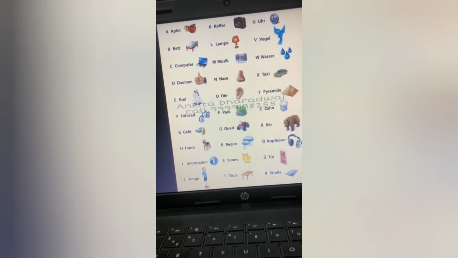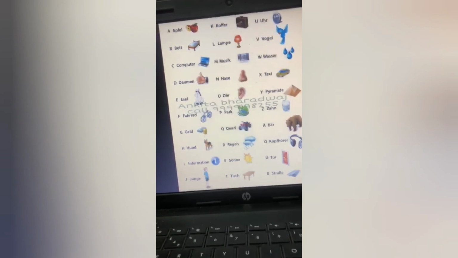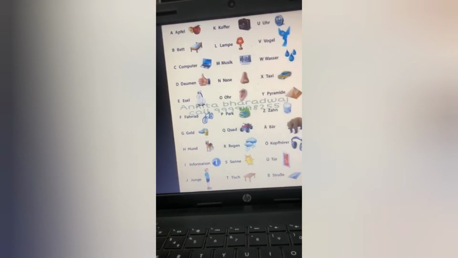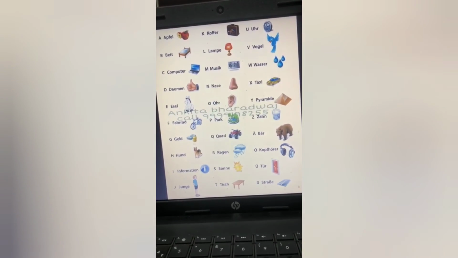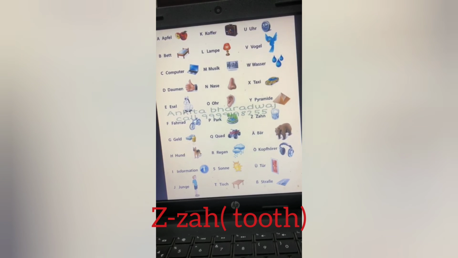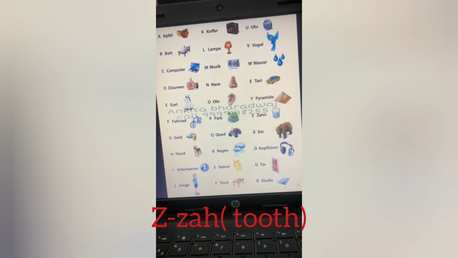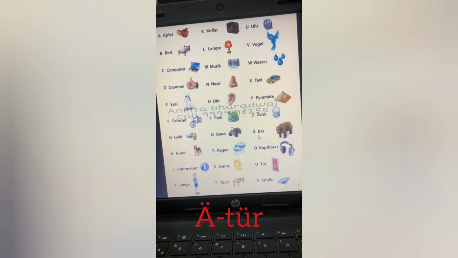Y is Pyramide. Same in English, same in German. Z is Zahn. Zahn means tooth. And we have three more letters, that is A with umlaut, O with umlaut and U with umlaut. So we have to slightly roll our tongue to say umlauts.